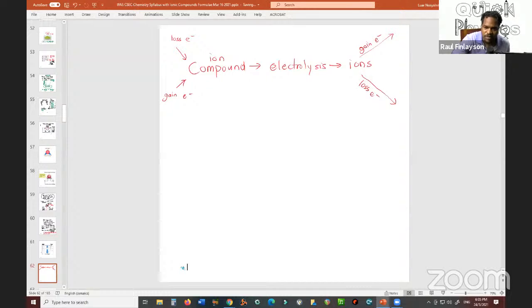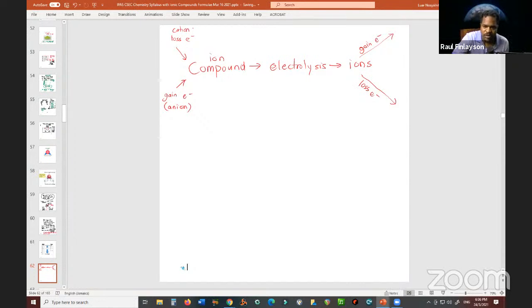All right, I'll show you this now. The one that gained the electrons in the ionic compound would have been the anion. And that's why it has a negative charge, because electrons are negative. If you gain electrons, you will have a negative charge. Then we have the cations that had lost electrons to form that ionic compound. Everybody understand what's happening so far, guys? Hope you understand.